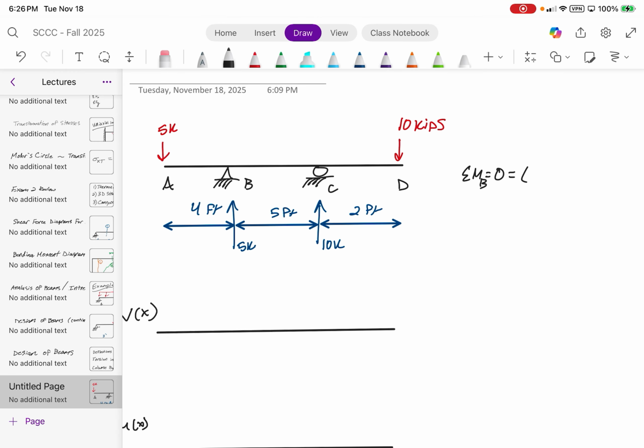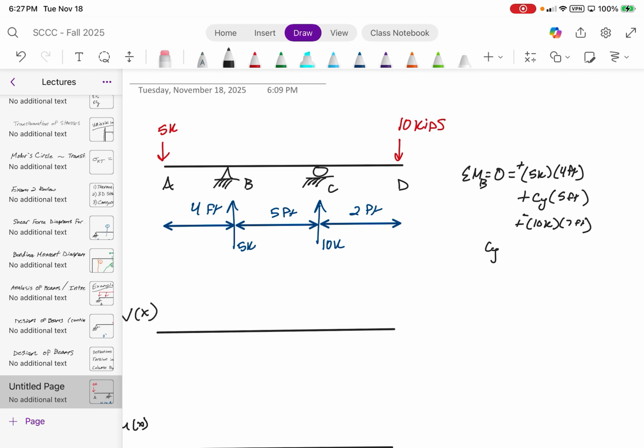And so we have a 5 kip force with a perpendicular distance of 4 feet. Is this causing a positive or negative rotation about B? Positive. Even though it's a downward force, it's causing a positive rotation. Next, we have CY times 5 feet. Is this causing a positive or negative rotation about point B? Positive. And then lastly, 10 kips times 5 plus 2, which is 7 feet. Positive or negative rotation? Negative.